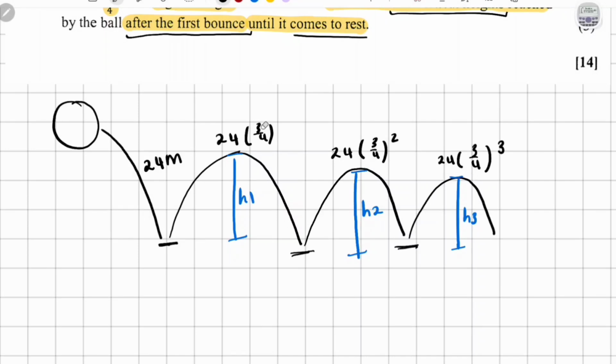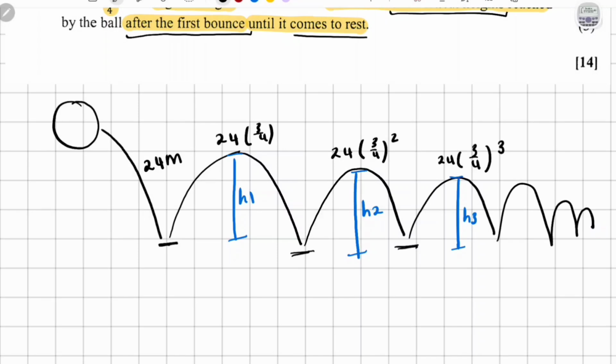Because 3 over 4 is a proper fraction. The numerator is smaller than the denominator. So every time you multiply this by 3 over 4, it gets smaller. So this is going to keep on getting smaller throughout, and then smaller and smaller and smaller.